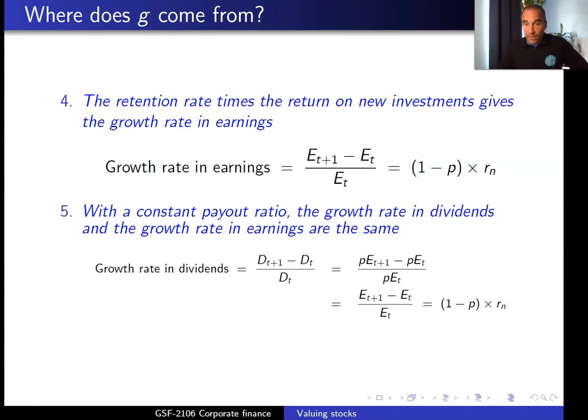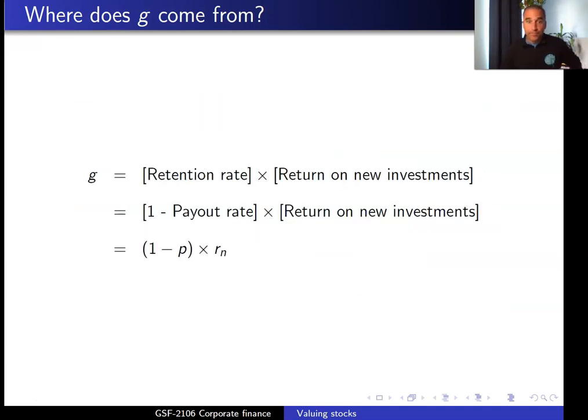So the growth rate in dividends is equal to 1 minus the payout ratio times the return on new investments. G, the growth rate, is equal to the retention rate times the return on new investment. It's equal to 1 minus the payout rate times the return on new investment: (1 minus p) times R_N, with payout rate p and return on new investments R_N.